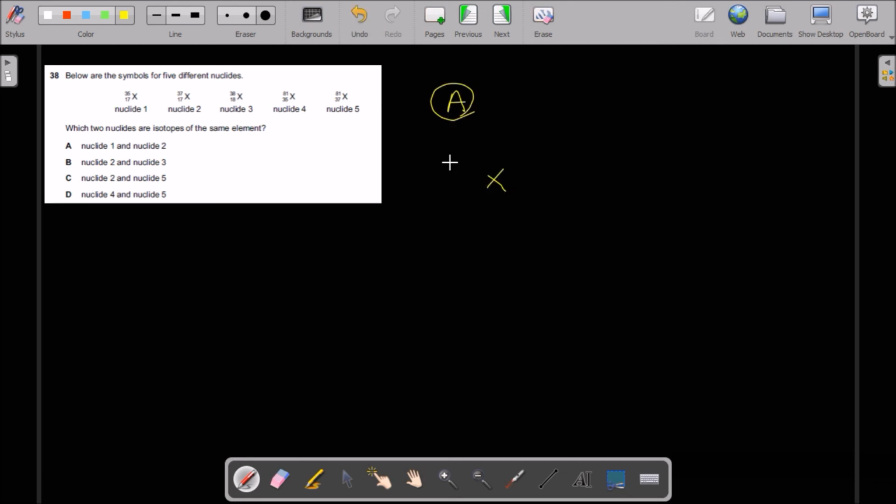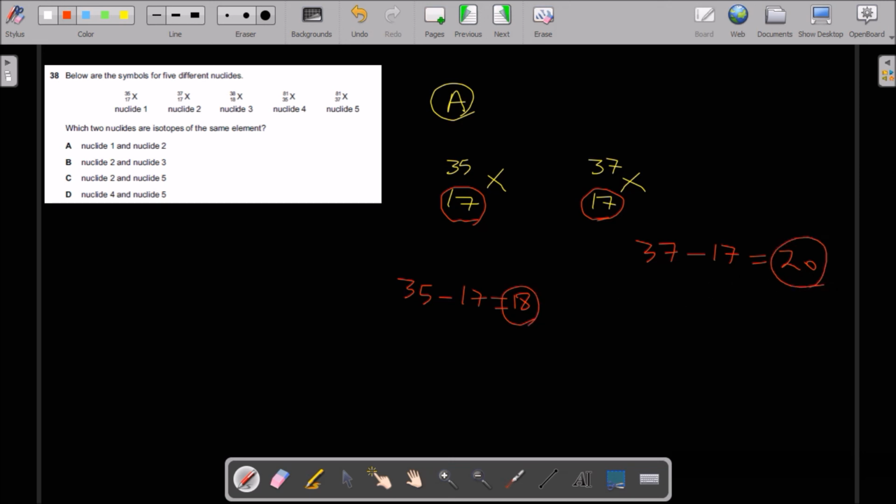Look at number 1, 35 17, and nuclide 2, 37 17. You can see that proton number are the same. And if you subtract 35 minus 17, it is 18. This is neutron number. 37 minus 17 equal to 20, which is neutron number. So they have different neutron number and same proton number. That's why A is right.